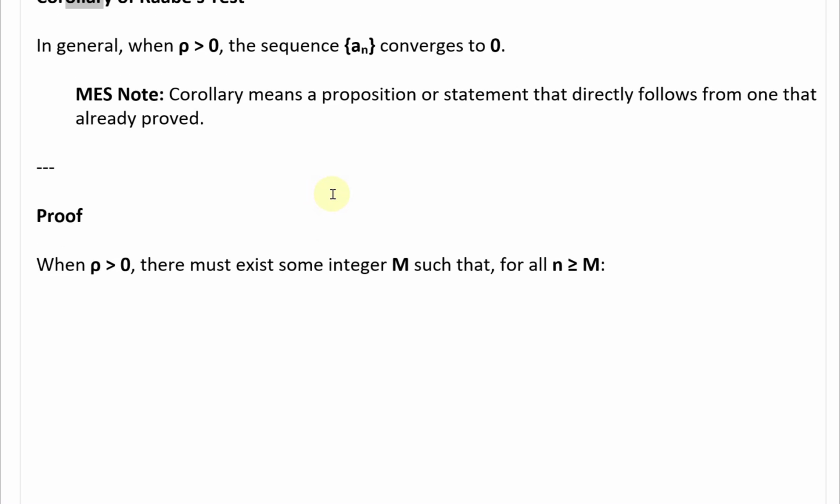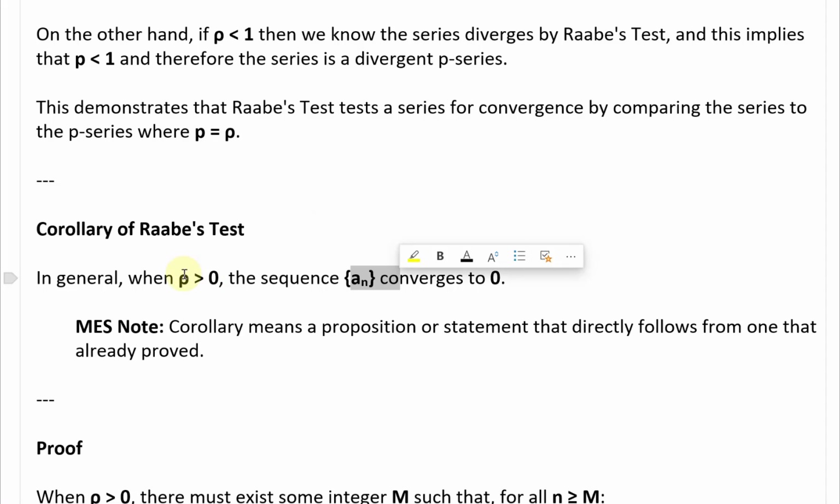So here is the proof of this one. This is a very interesting one. If rho is greater than 0, in general, this is going to be approaching 0.